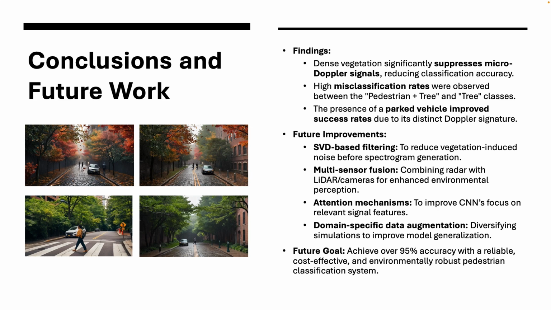First, applying singular value decomposition to filter vegetation noise before spectrum generation for cleaner inputs. Secondly, incorporating complementary sensors such as LiDAR or cameras with sensor fusion, but this is a costly solution and requires some big modifications. Third, enhancing the model structure with attention mechanisms, or finally, using domain-specific data augmentation techniques might be applicable. Together, these improvements could push the system's accuracy above 95% as expected.